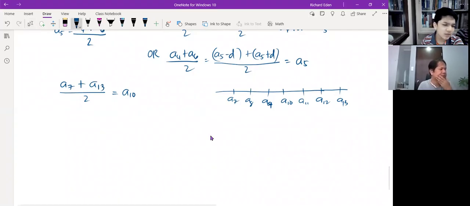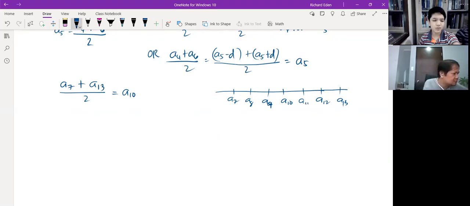Hindi naman po, A13 is A7 plus 6. So A7, 2A7 divided by 4, A7 lang. Plus 3B.